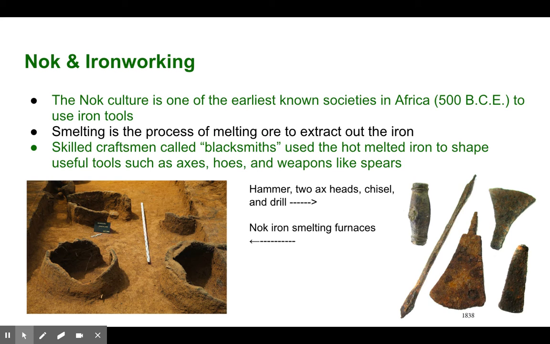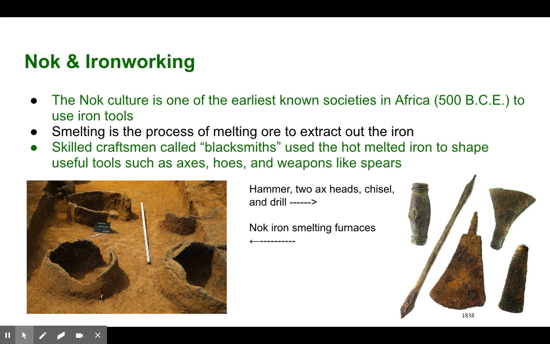Knock and Ironworking. The Knock culture is one of the earliest known societies in Africa, dating around 500 BCE, and they were the first to use iron tools. Smelting, if you remember from vocabulary, is the process of melting iron ore to extract out the iron. Skilled craftsmen called blacksmiths used the hot melted iron to shape useful tools such as axes, hoes, and weapons like spears. Before people had knowledge of iron, they made their tools out of stone, but iron tools are much stronger and more effective than stone tools were.